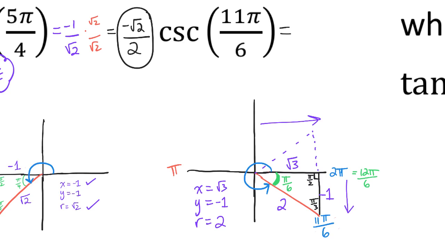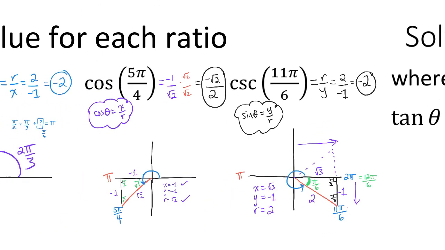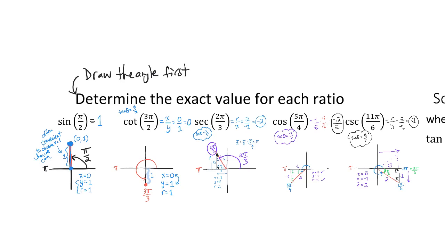So now I go back up to the top and think, okay, what do I need to know for cosecant? We know cosecant is the inverse of sine. We know sine is y over r. So that means that cosecant must be r over y, just the reciprocal of that. So in our case, that's a 2 over a negative 1, which is a negative 2. That's how you find the exact value using special triangles and radians. It's exactly the same as what you did in grade 11. It's just that now we're living in the radian world.